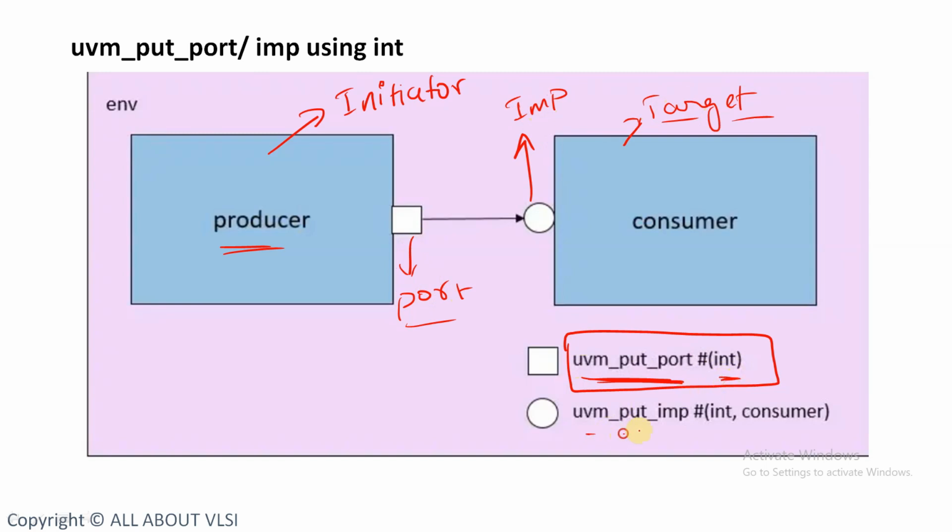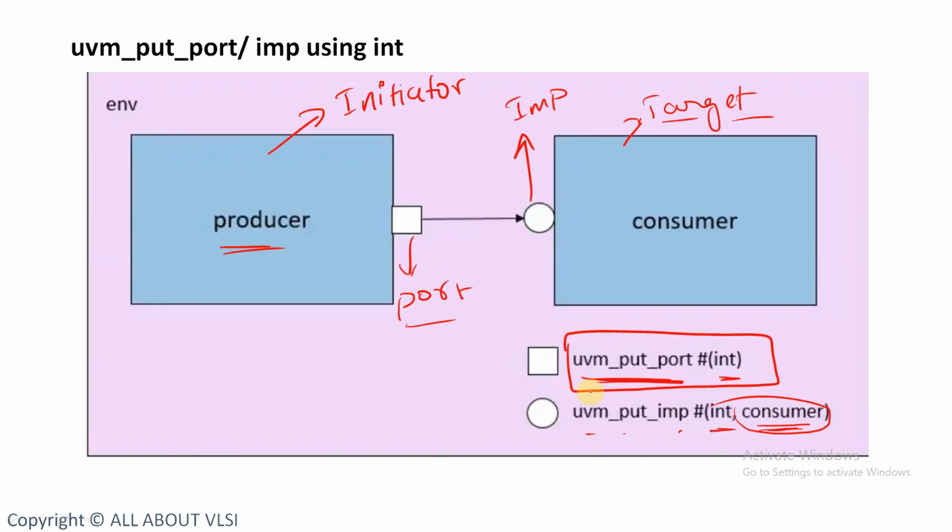And this UVM put implementation has two parameters. One is the type of data which it wants to receive, and the other is where this particular method is declared. For the UVM implementation port, the class name where it is declared we should mention here. Now let us try to implement this particular model using our EDA Playground program.